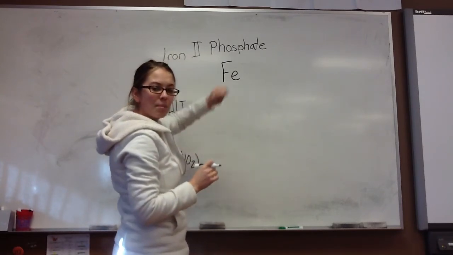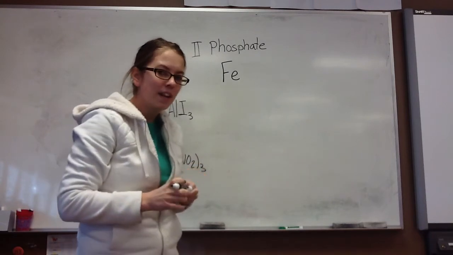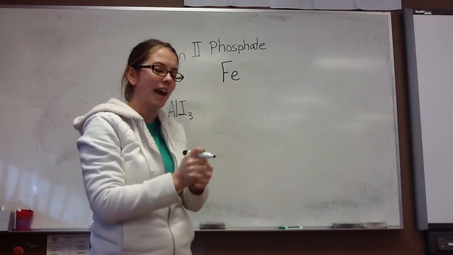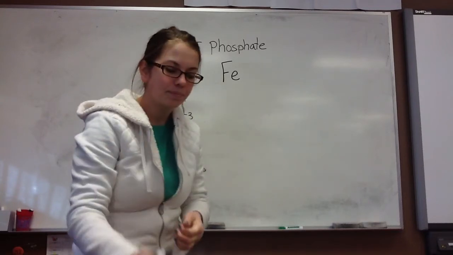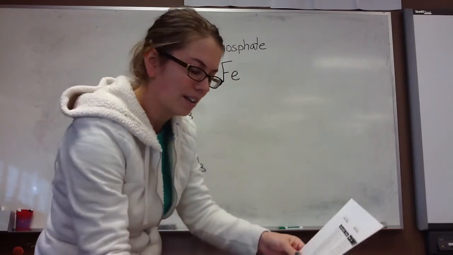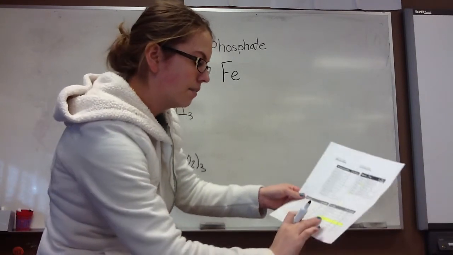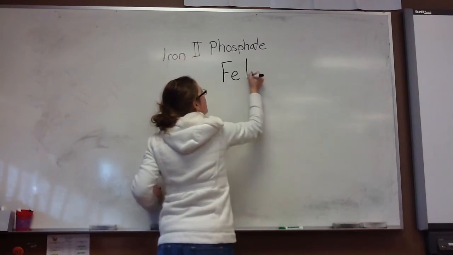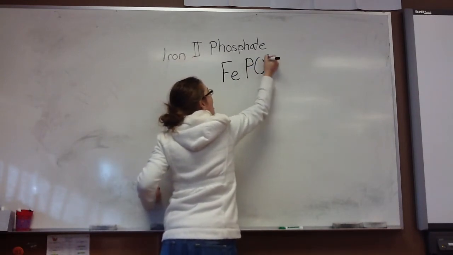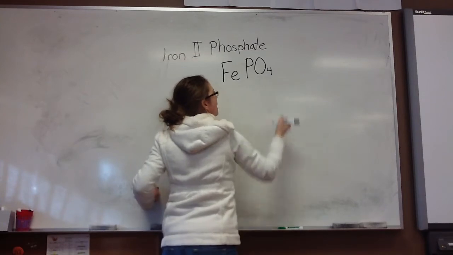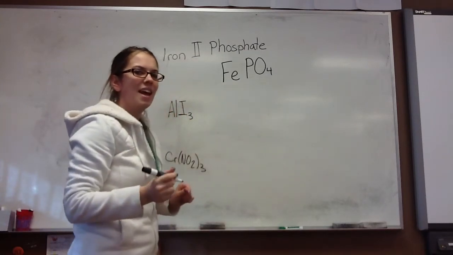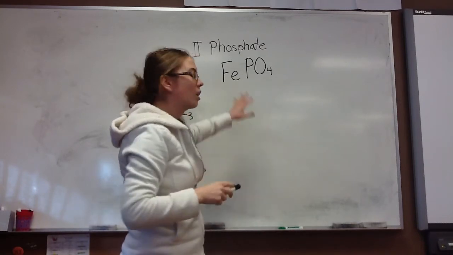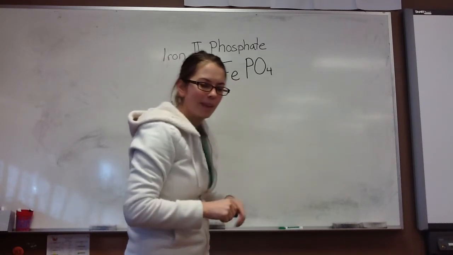Now, let's look up the symbol for phosphate. Phosphate isn't a single element. Instead, it's a few elements bonded together to make an ion. You'll find it on your polyatomic ion list, and it says phosphate, PO4. So, it's made of phosphorus and 4 oxygen atoms. That's a phosphate ion. Now we have to look at charges to make sure that our overall compound is neutral.